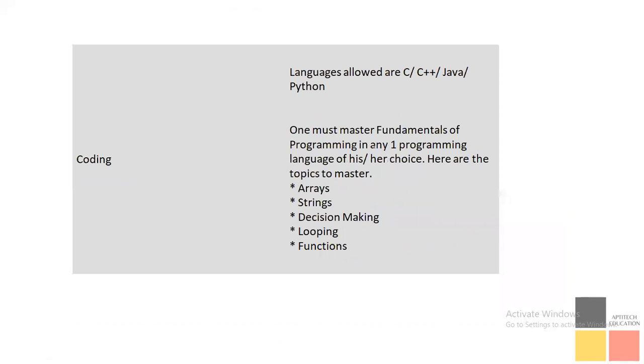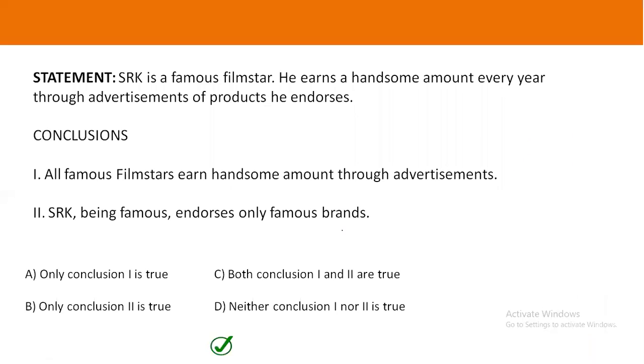Okay, coding. A very big advantage that we have with coding is you just have to solve two questions. Also, you have a choice of language. You can choose one language out of C, C++, Java and Python to code whatever you want to do. Followed by that, there are some topics that you need to master, like arrays, strings, decision making, looping, functions. Different questions based on them can come up according to the question that they have put up for you.